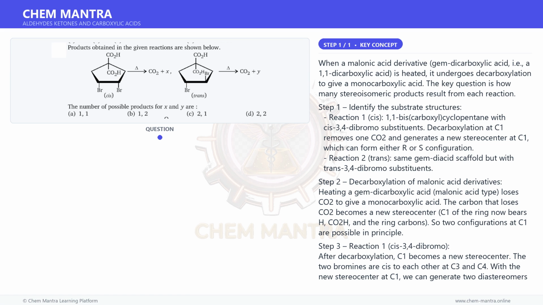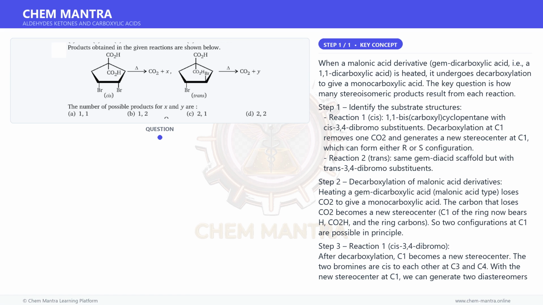Step 3, Reaction 1, cis-3,4-dibromo. After decarboxylation, C1 becomes a new stereocenter. The two bromines are cis to each other at C3 and C4. With the new stereocenter at C1 we can generate two diastereomers. The newly formed C1 center can be R or S relative to the fixed cis C3, C4 framework. These two diastereomers are not mirror images of each other, they are diastereomers, so both are distinct compounds. Therefore, X equals two products.